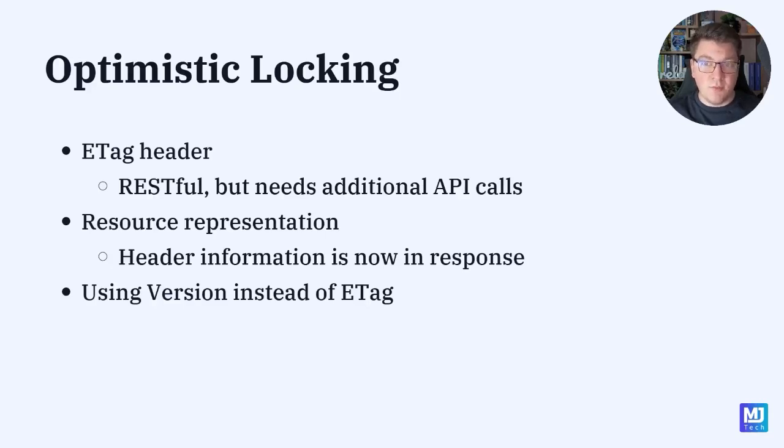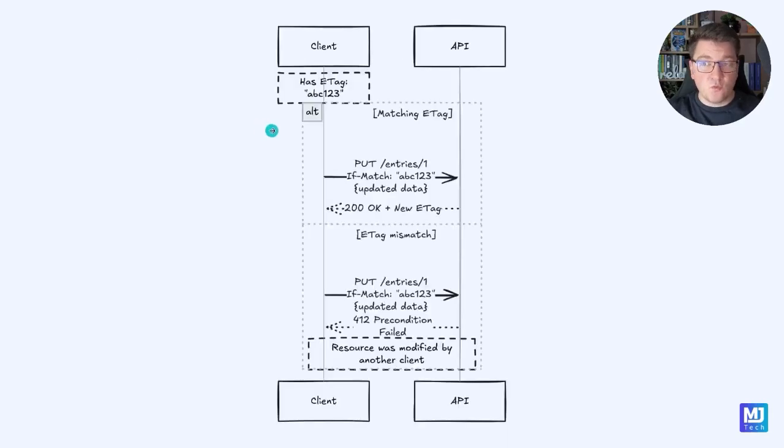I'm going to show you how to implement the first approach, which is the most RESTful, and we're going to include the ETag header in the responses and use that for optimistic locking. Here's what the flow is going to look like. Let's say the client has a representation of our resource, and for this resource we have an ETag value of, let's say, ABC123. We're going to send a PUT request to update a resource, and we're going to include the ETag inside of the If-Match header.